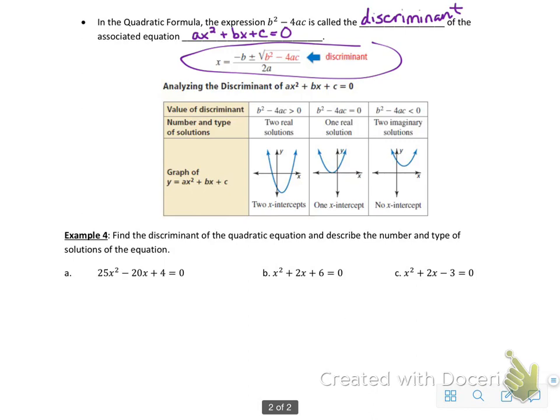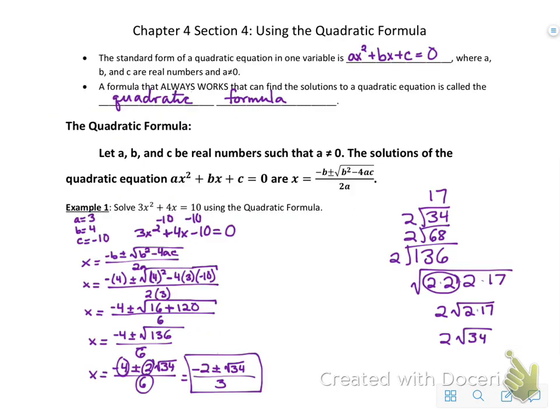So if you have b squared minus 4ac greater than 0, like in this first column, that means a positive number. Okay, that just means a positive number. Then you're going to get two real solutions. So if you look back at example 1, under our radical we had a positive 136. Because it was a positive 136, it was greater than 0, and we ended up with two real solutions. Now, they weren't rational because of the square root, but they were real. They were not imaginary, and there were two of them because you have the positive and the negative.